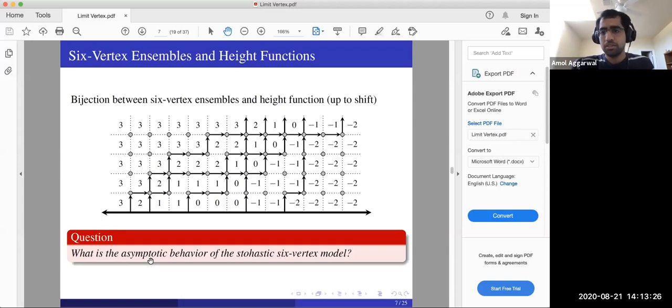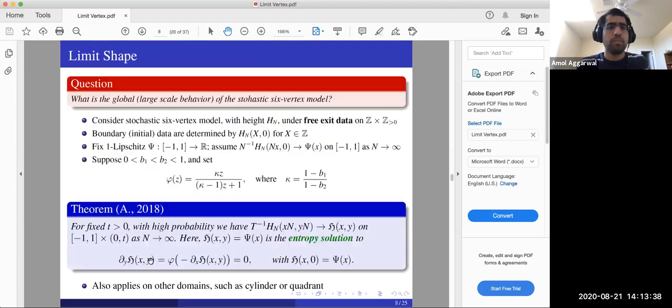So I'll state 2 results here. One is a limit shape theorem, which addresses the global behavior of the model. And the next is a local statistics theorem, which addresses the local behavior of the model. So let me start with the former. Okay, so it's the limit shape.